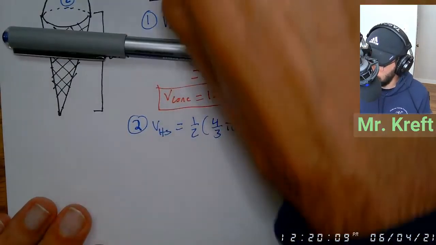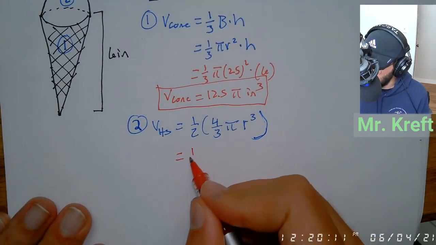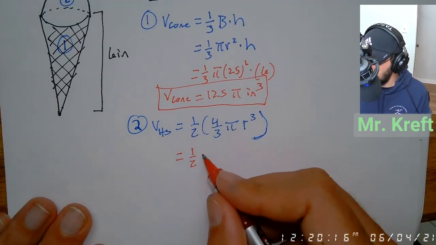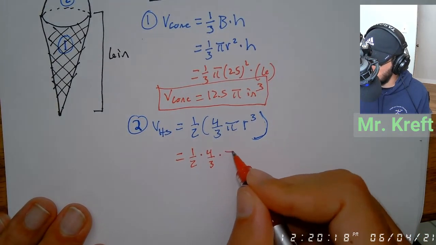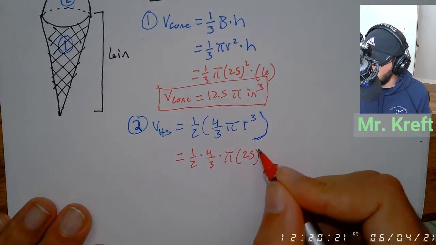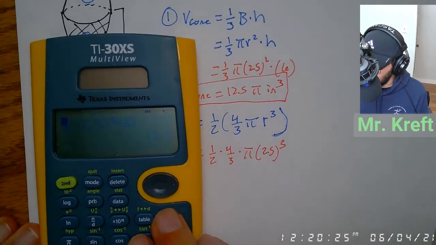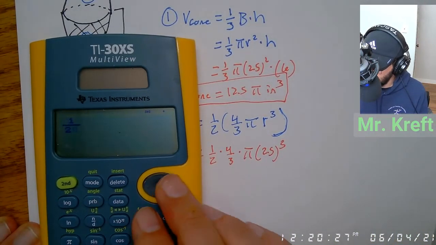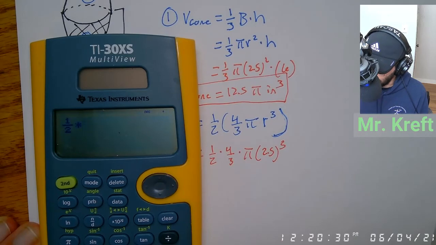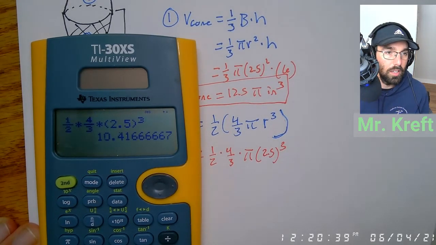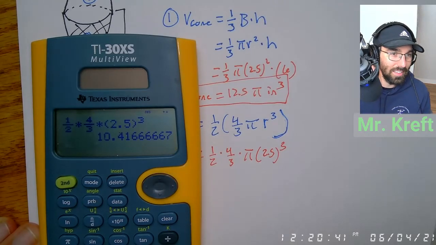It's 2.5. So I'm going to plug in here. So I'm going to get 1/2, right? The half is because it's a hemisphere, so it's half of the sphere. Times 4/3 times pi times 2.5 cubed. So I'm going to grab my calculator again, and I'm going to have 1/2 times 4/3 times 2.5 to the 3rd power. Okay, so cubed.